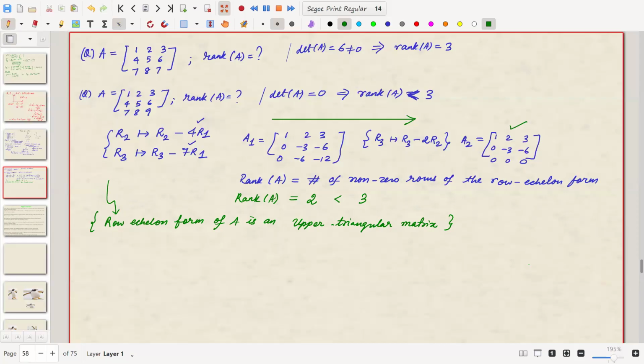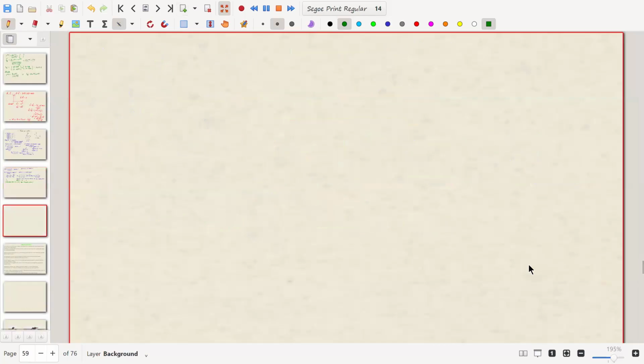Yes. So let's move to a next important matrix. Now you know how to compute rank of a matrix. You are confident at least. Let's move to a new matrix known as an orthogonal matrix. What is an orthogonal matrix?